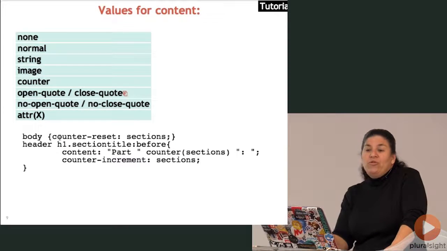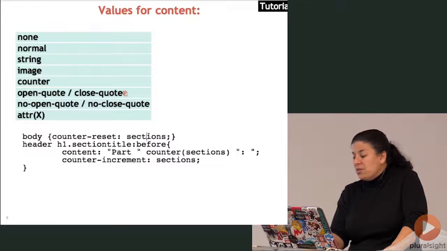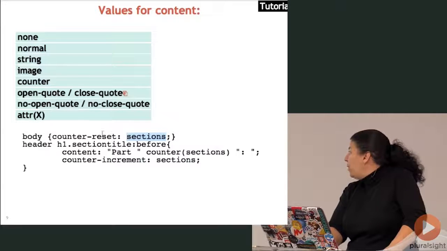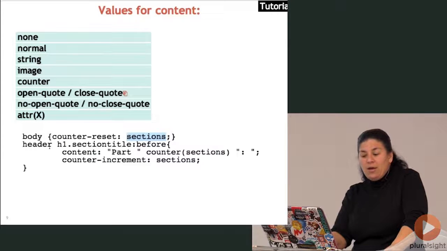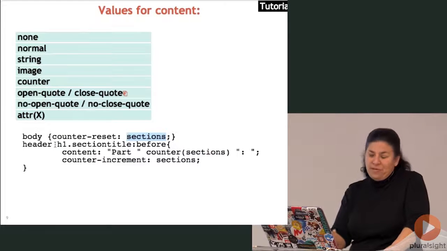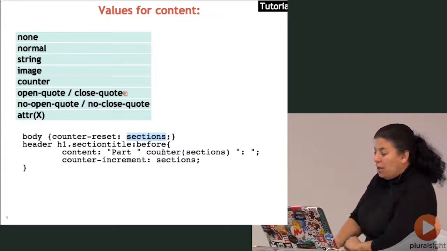So what you do is you create your own name for your counter. You make it up. In this case, I've used the name sections. So in my body, I reset the sections counter. Counter reset sections. And then for every H1 that has the class of section title that is inside a header, I'm very specific for some reason. I have no clue why I did that specific in this example.